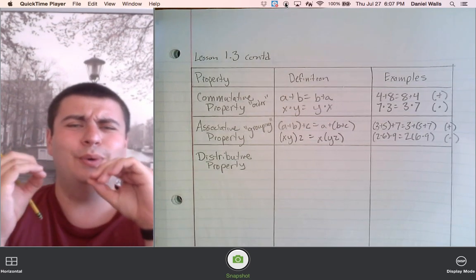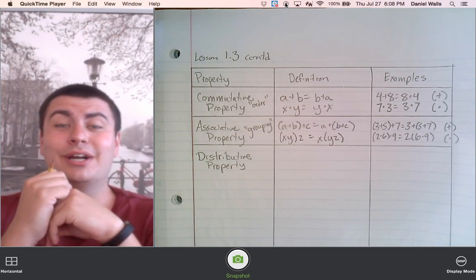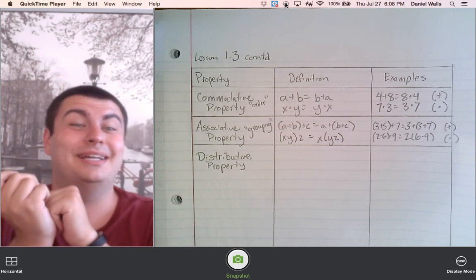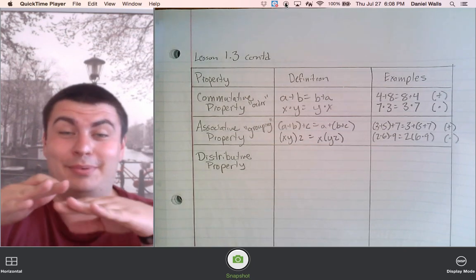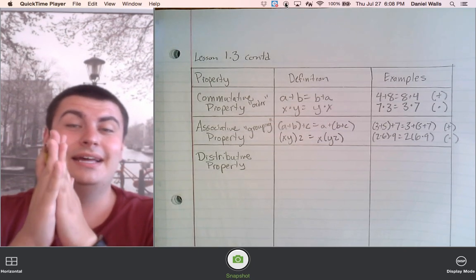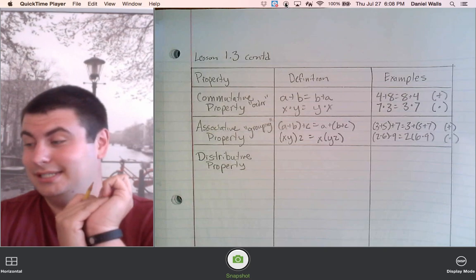Last but not least, we're going to quickly look at the distributive property. We're going to focus a lot more on the distributive property in our next lesson, actually. We're going to focus on the distributive property all the way, but I wanted to introduce it now as it falls in this list of properties.